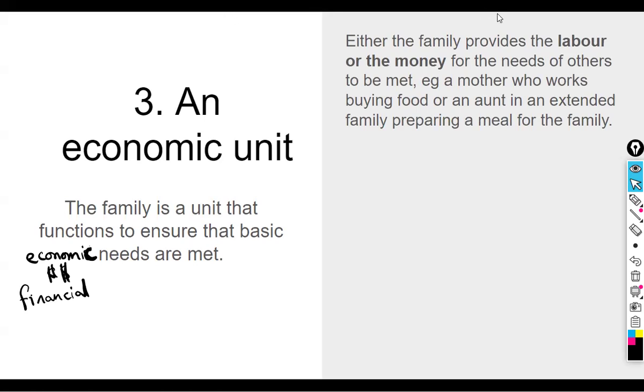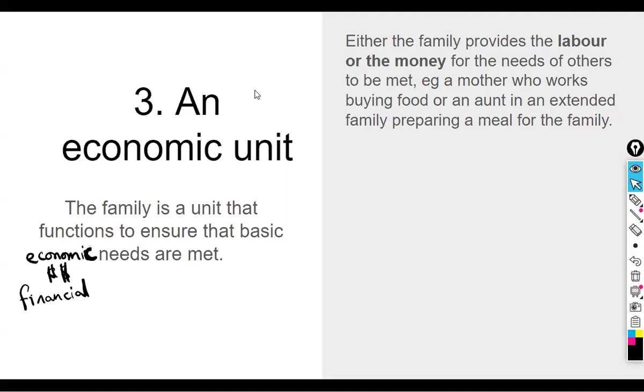So the family will either provide labor for the needs to be met, or it will provide money for the needs to be met, right? So a mother could work to buy food, because the family needs to eat, so the mother works or the father works, they bring in the money, they buy food, right? That's the economic need.